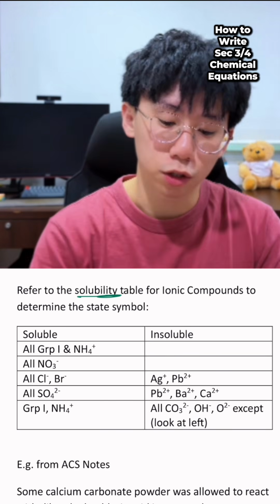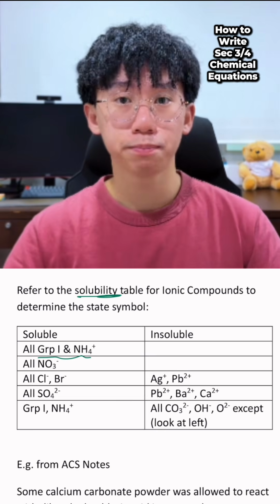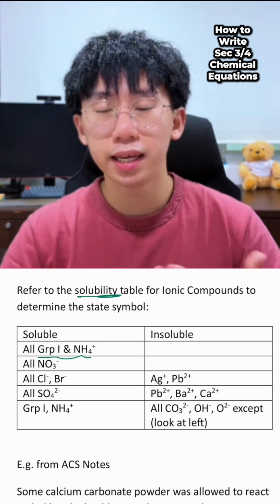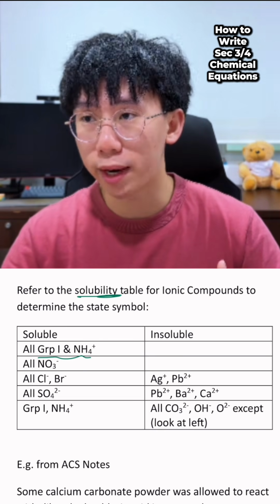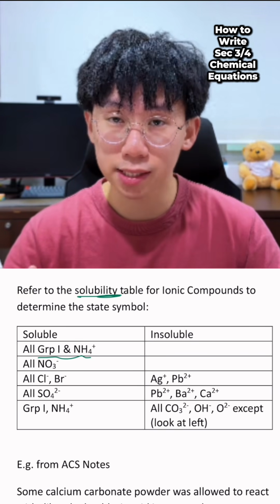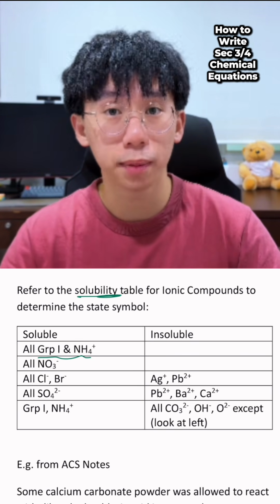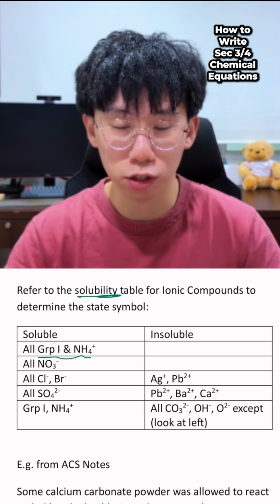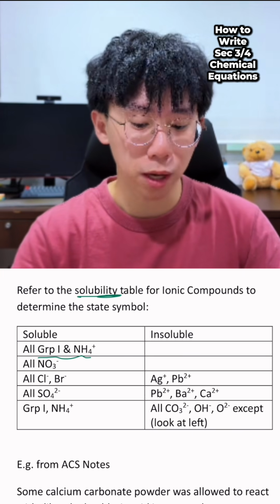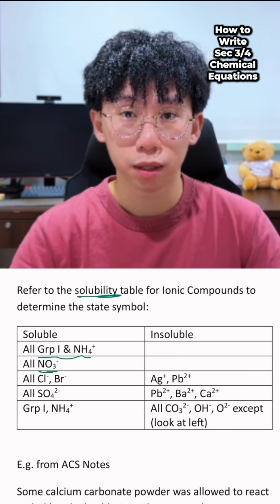For example, your group 1 and ammonium ion. Any ionic compound with a group 1 cation, like Na+, or ammonium cation, these are all definitely soluble. Same thing for ionic compounds with the nitrate anion.